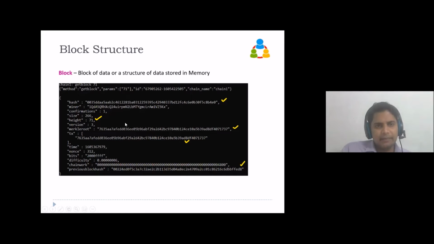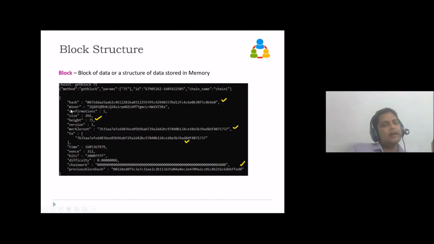It shows the details of block number 71 of a private blockchain network which I've maintained in my system. This is not from a public blockchain network. This is my private blockchain setup. Each block will have a hash. This is a hash. Take the first yellow mark, that is the block's hash.